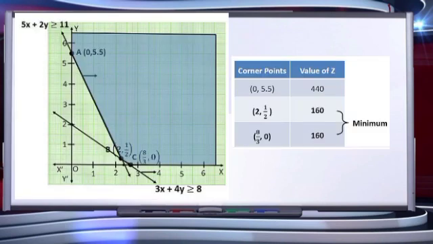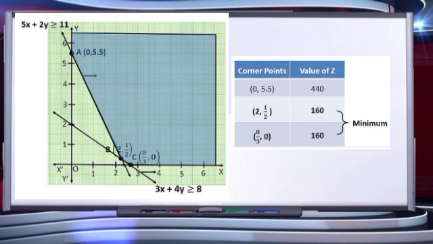Now our next work is to plot these constraints on the graph. Students, you already know how to plot a line on the graph. In a similar way we are going to plot these two lines. And according to our situation, our required feasible region will be the outer one. Next, in this region we are going to find the corner points. Here the corner points are (0, 5.5), (2, 1/2), and (8/3, 0).